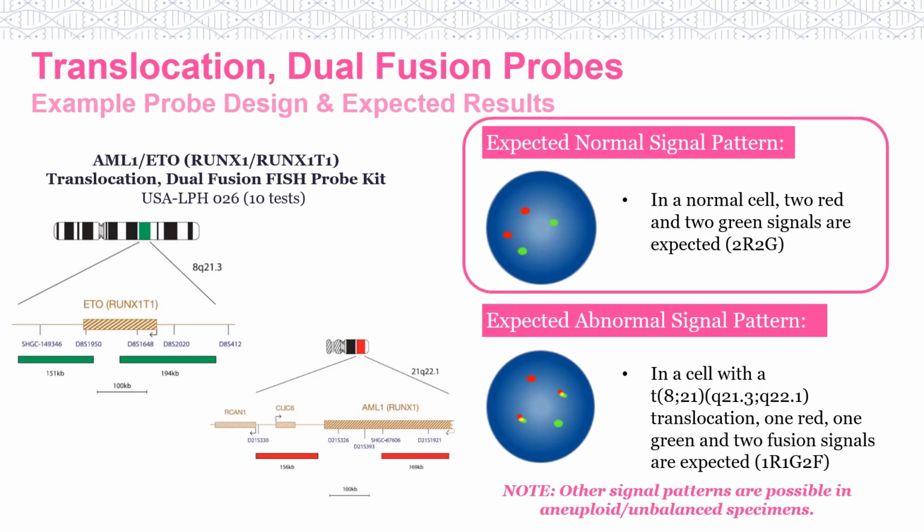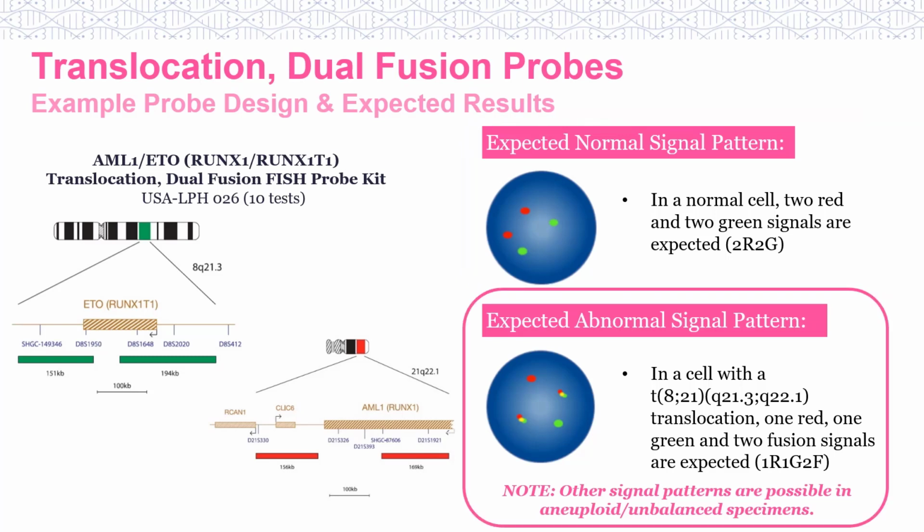In a normal sample, an analyst can expect to see the normal signal pattern of 2 red and 2 green signals, or 2R, 2G, which reflects 2 copies of normal genes for each of the targeted AML1 and ETO genes on chromosomes 8 and 21.